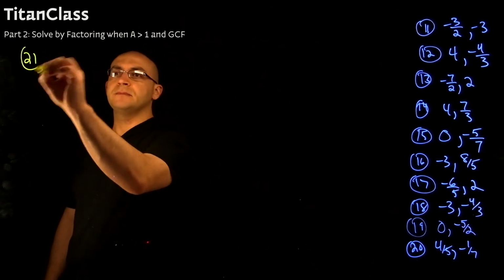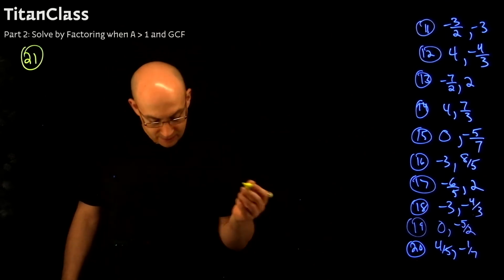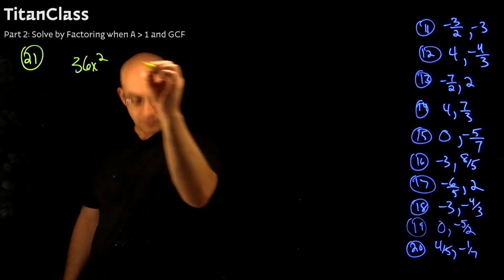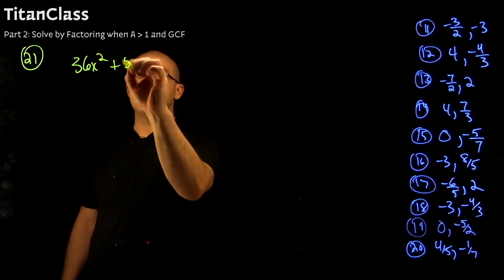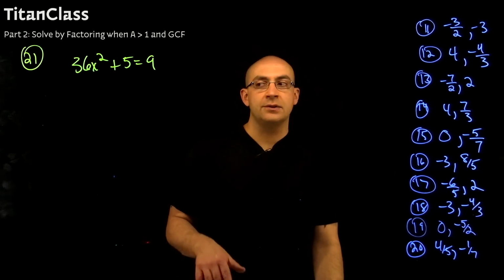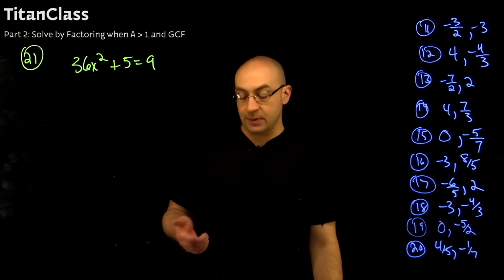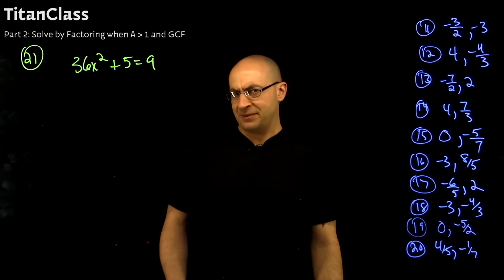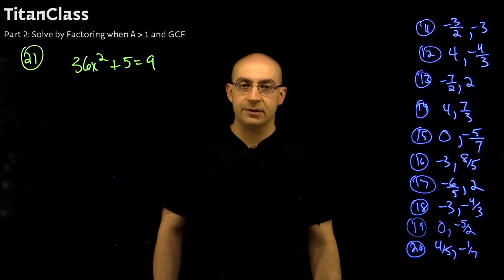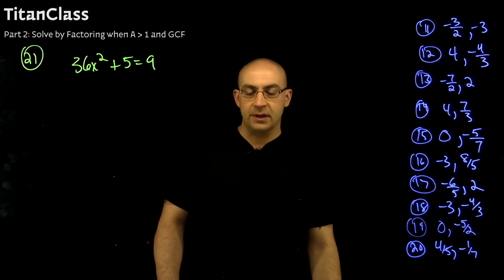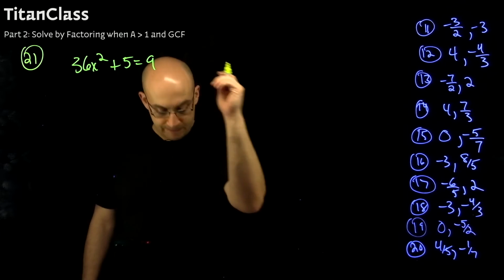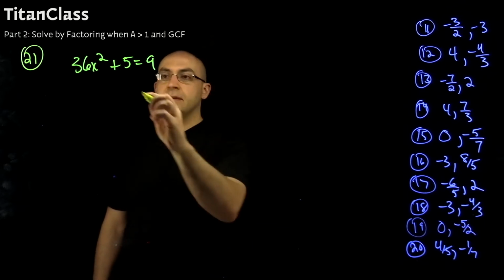Number 21. Good old yellow, right? Number 21 is 36x squared plus 5 equals 9. This section is going to be the introduction to having imaginary solutions, which we have not had yet because we wouldn't have been able to factor them if they were. So square rooting will allow us to get those imaginary solutions a lot easier than the other sets that we're going to do today. So first step is I want to get everything to the right-hand side.